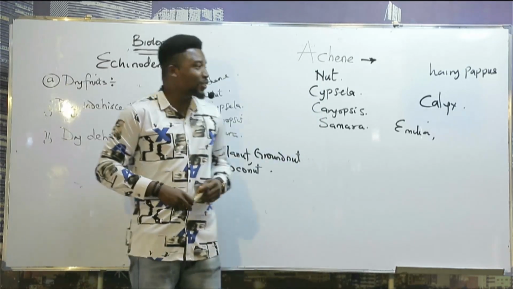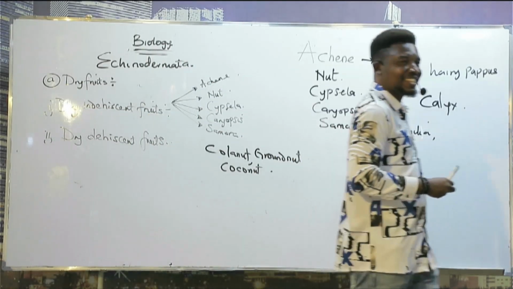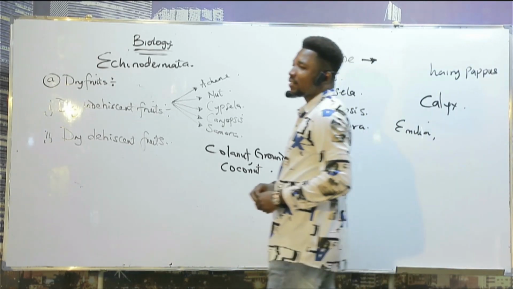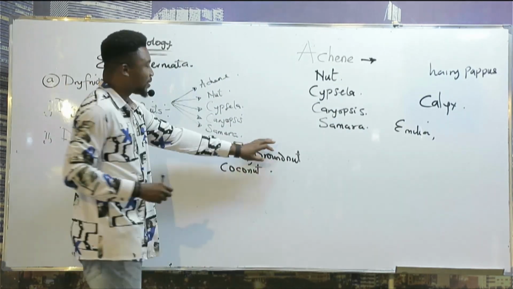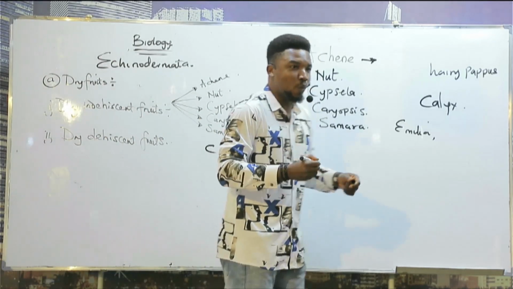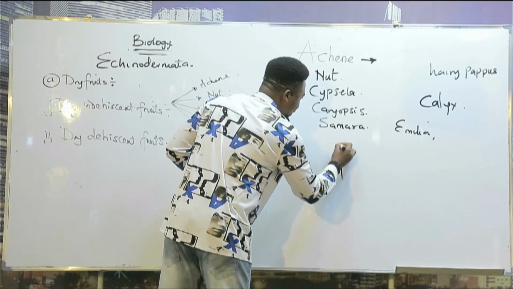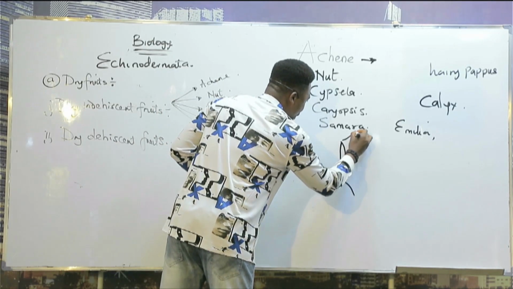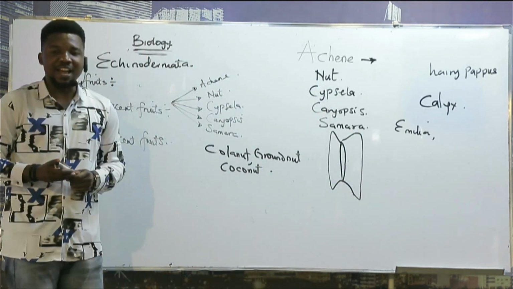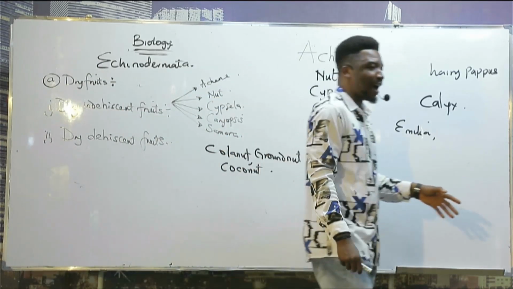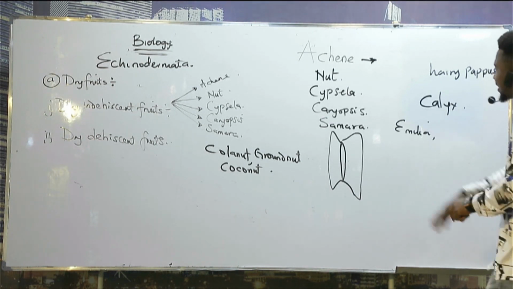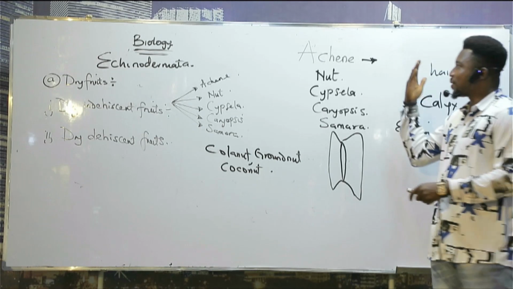Samara. Let's go to Samara. When it comes to Samara, what is Samara? Samara has a kind of persistent pericarp. So the pericarp is modified into a membranous wing. It looks in this form, a wing. So the pericarp forms a wing-like structure. Do you understand? Where can you see this Samara? You see it mostly in Obeche and Combretum. These are examples of Samara.